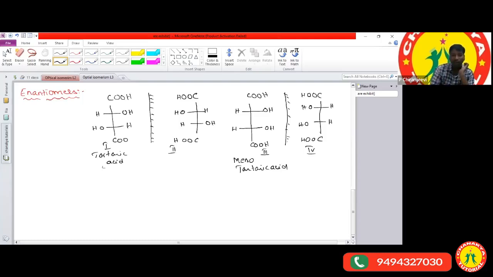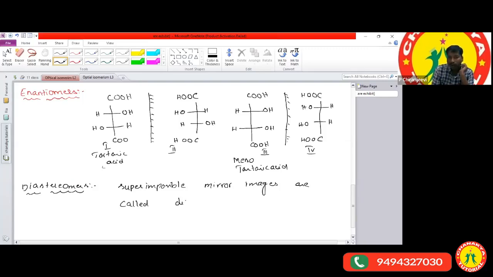diastereomers. Sir, what is meant by diastereomers here? Superimposable mirror images are called diastereomers.